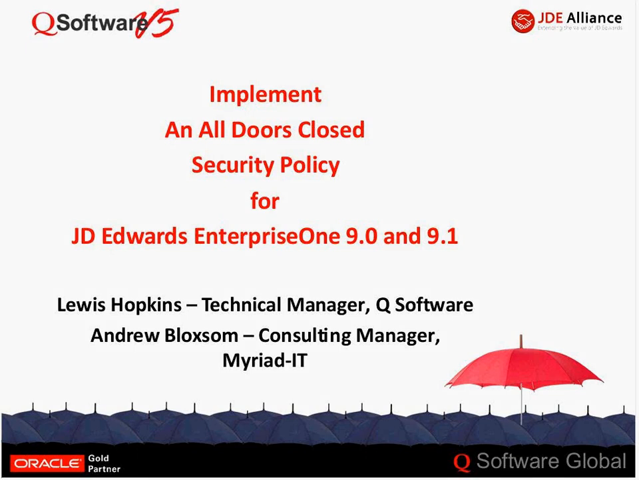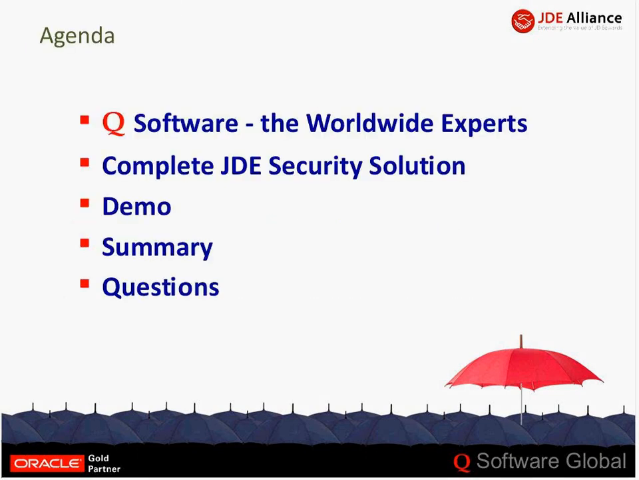Okay, so let's talk agenda for today. Give some background on Q Software and a little bit more about Myriad. And then we're going to look at a complete JD security solution. So I'm going to set the scene and talk about a particular product that we have to help you address some of the issues. There'll be a short demo, file summary, and then Q&A at the end.